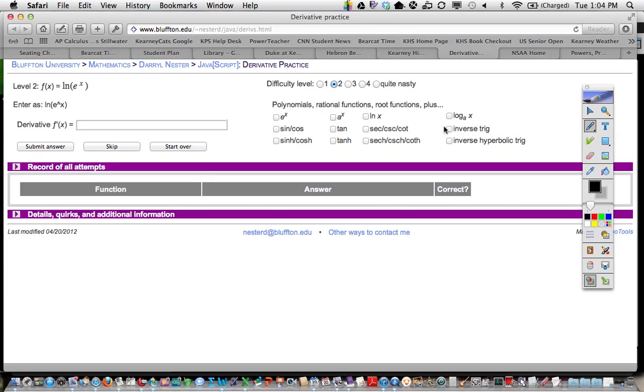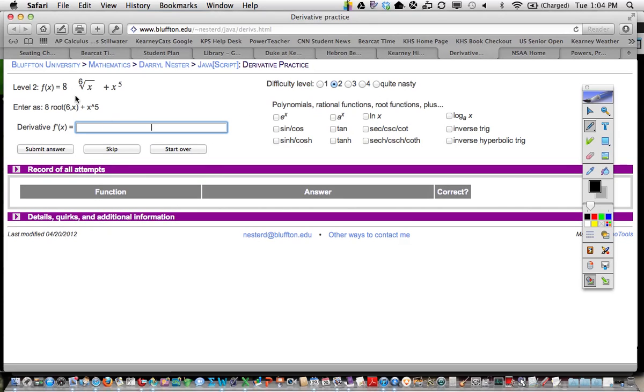You can choose which different trig functions and e to the x you want. Okay. Now, well, hang on here a second. So it'll include polynomials, which are the ones we're talking about, and root functions like square roots and stuff. So it'll include those, and it'll include some other ones if you want. So if we do a level 2, and I uncheck all those boxes, and I hit start over, okay, here's 8 times the 6th root of x plus x to the 5th. So here we can type in our answer, and we can submit our answer, and it'll tell us if we got it right. Okay, and we hit start over, it'll give us a new one.